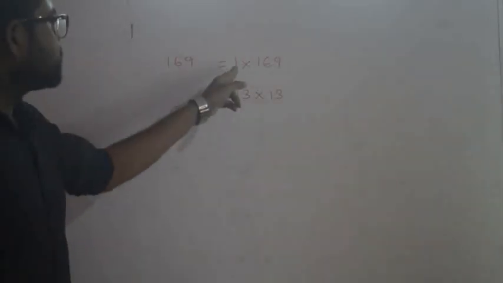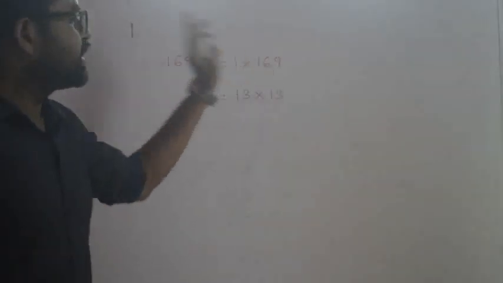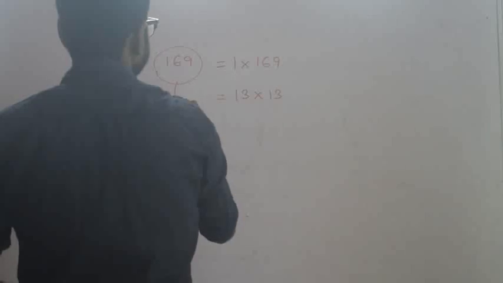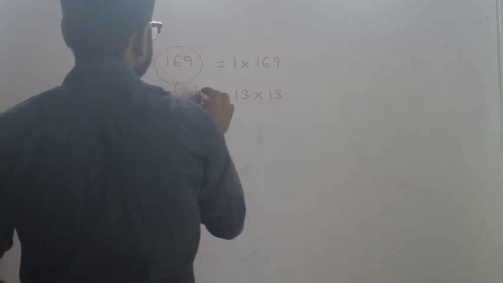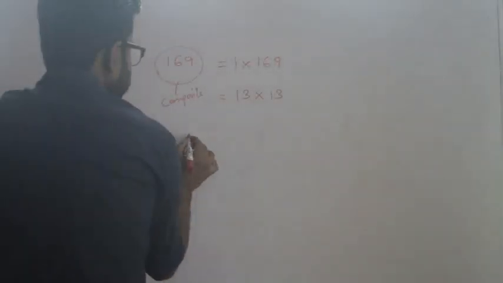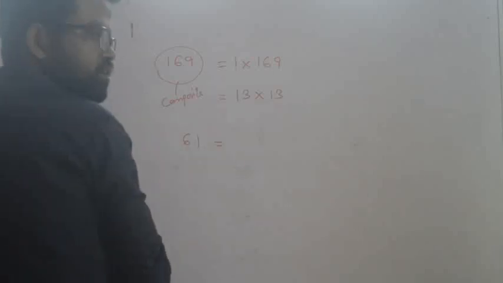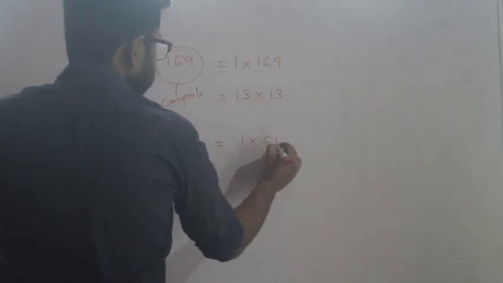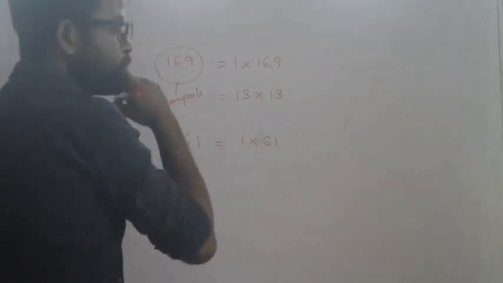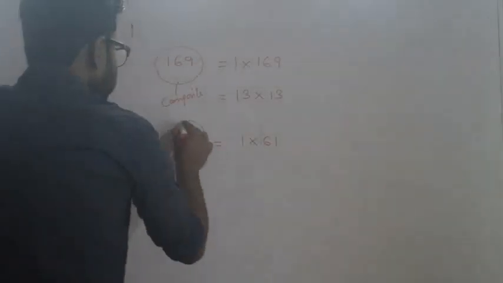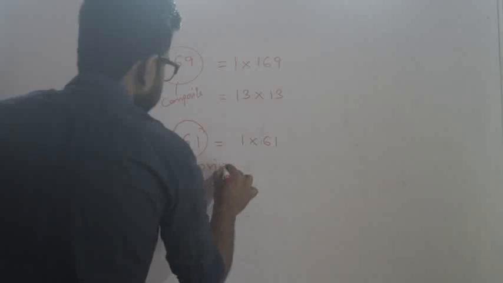Okay? So that means you are getting how many factors? 1, 13 and 169, that is 3 factors. That is more than 2 factors. So 169 is what type of number? This is a composite number. Next, suppose 61. 61 can be written as 1 into 61. And can you find any more? No. So this is not a composite number. This is what type of number? This is a prime number.